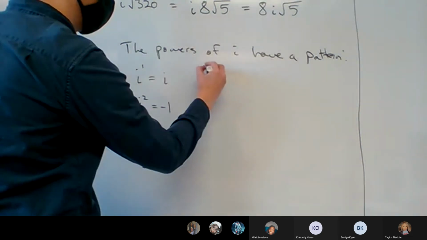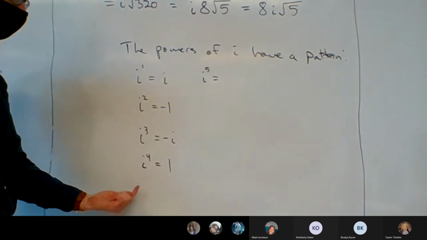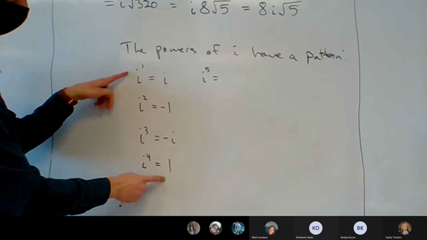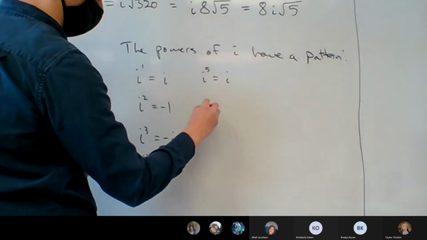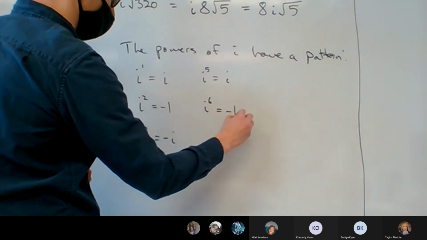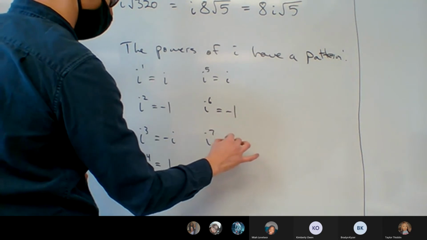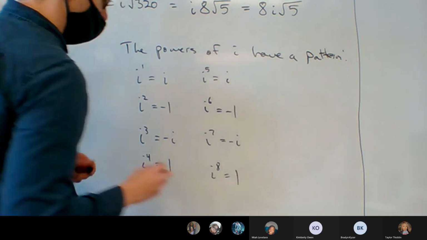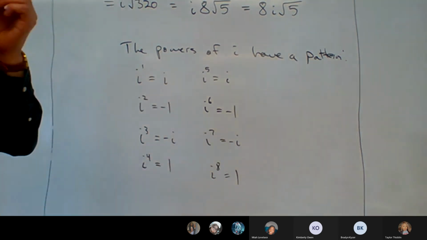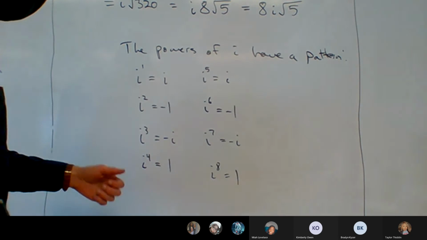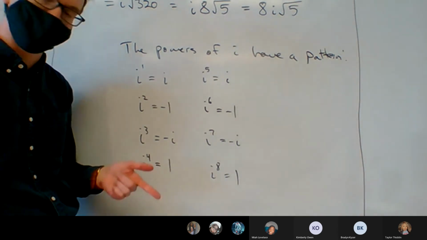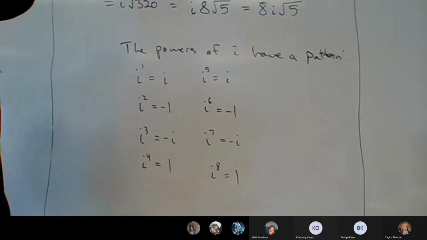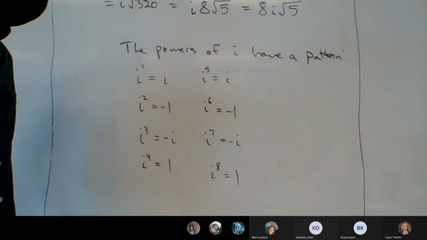Then i to the fifth, it starts over. I've got i to the fourth times i, putting those together builds i to the fifth. So I've got 1 times i, it's just i. And you start to see the repetition happening. Every fourth power of i, you get to 1. So i to the 12th would be 1. i to the 16th would be 1. And you can use this pattern to simplify really high powers of i.